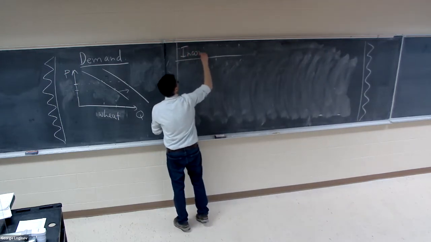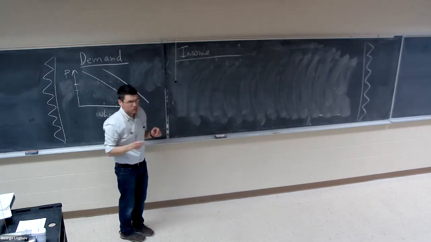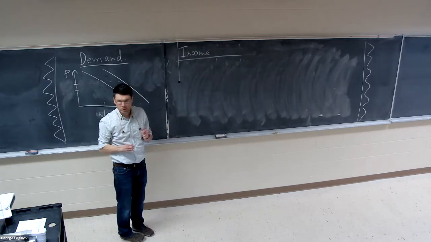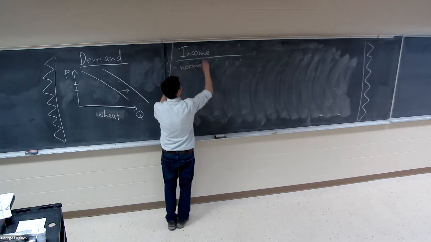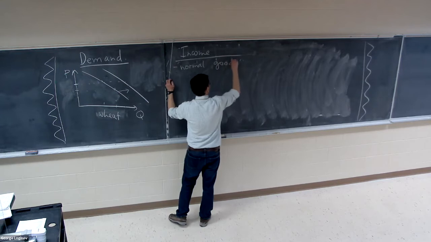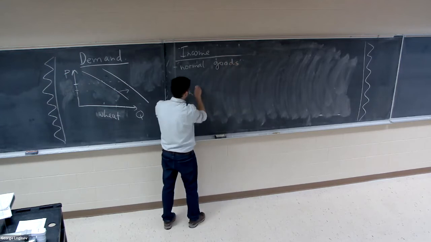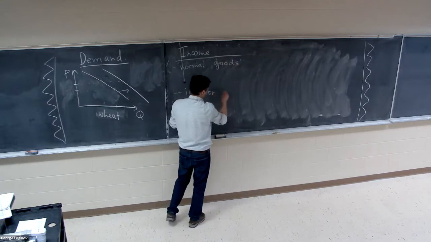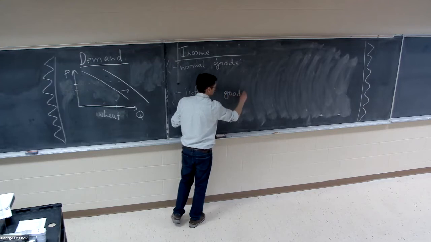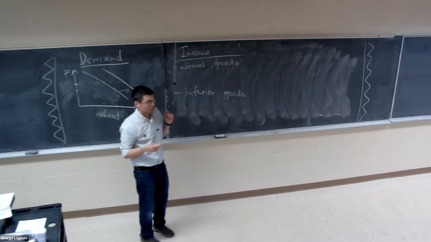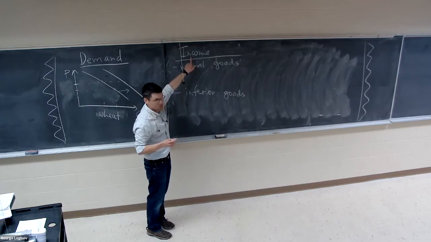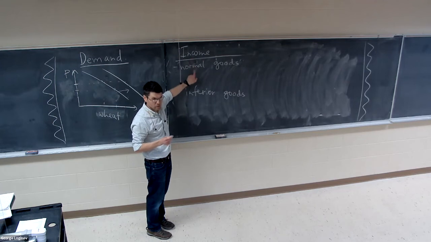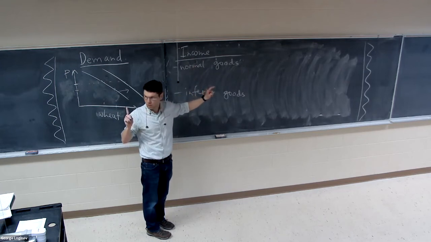We have goods that are called normal goods, and we also have goods that are called inferior goods. And the rule here is as follows. If your income as a consumer increases, your demand for normal goods is going to go up. So normal goods follow the income. You become relatively more wealthy, people demand more of a normal good.